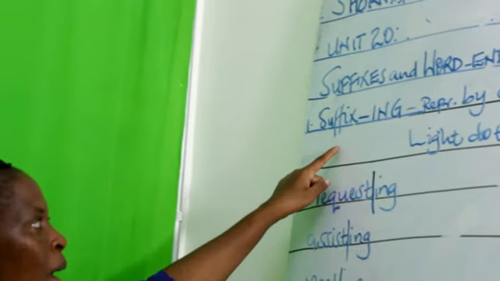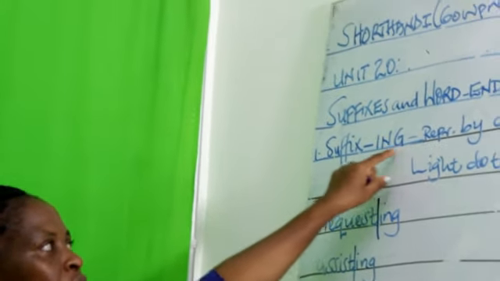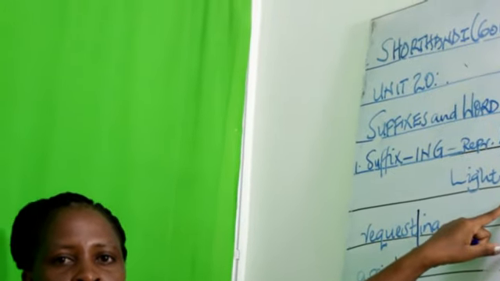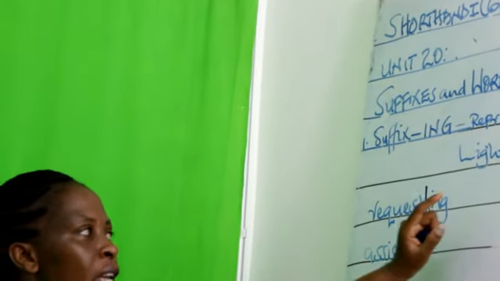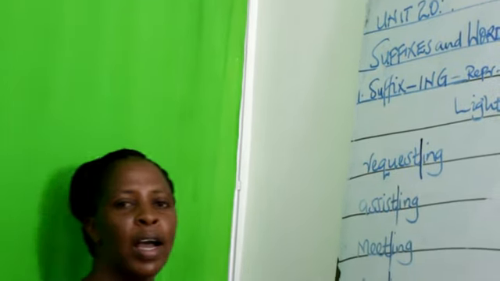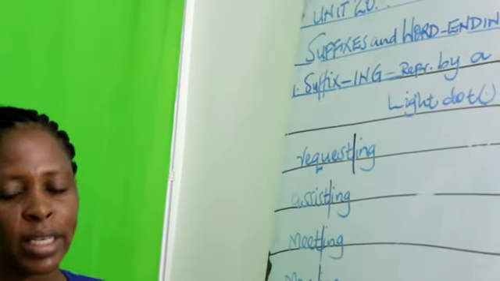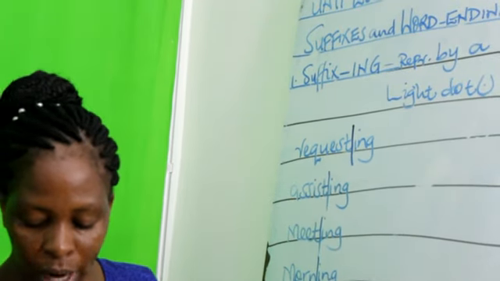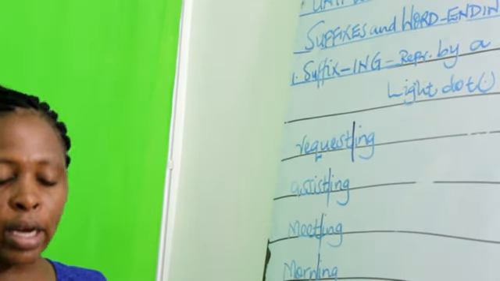So we have number one, suffix ing, which is represented by a light dot. We are going to drill with an ing dot. We refer to it as an ing dot, so you can pronounce it well: ing dot.